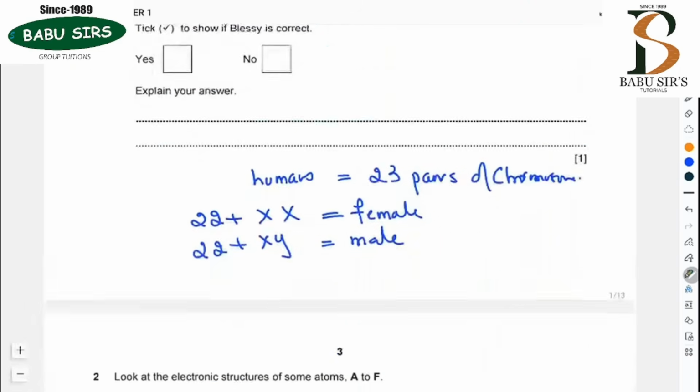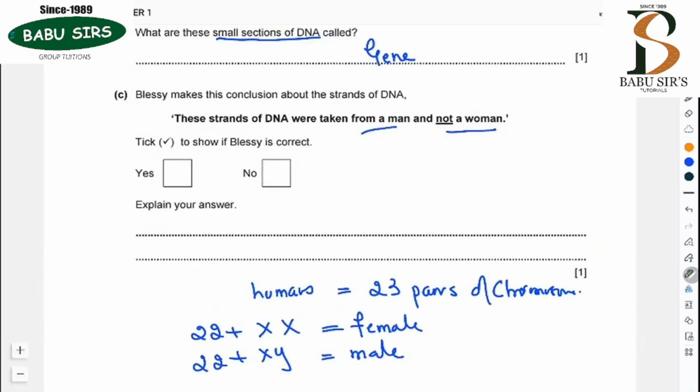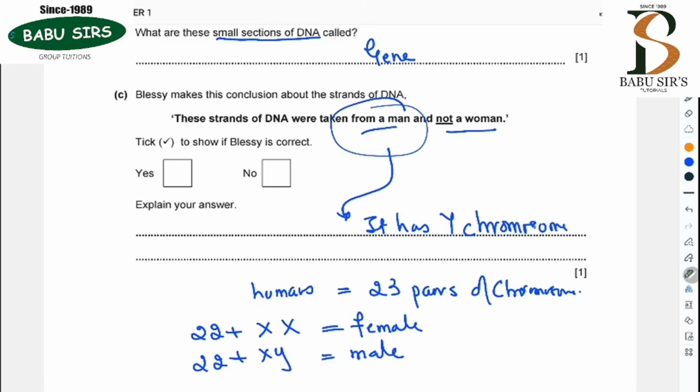So here the question is, Blessy makes a conclusion about the strands of DNA. These strands of DNA are taken from a man. If you take it from a man, then it has a Y chromosome. Now if you see the above things, there is a Y chromosome. That is why if it is a man, it is correct. So it is yes. Now why is it correct? Because it is having a Y chromosome.